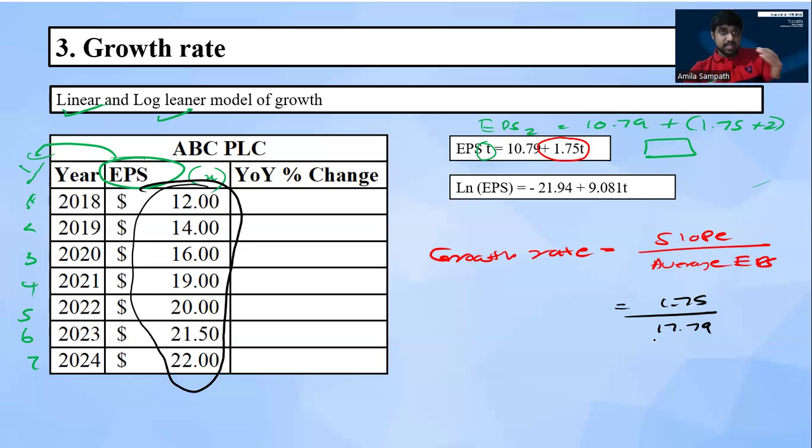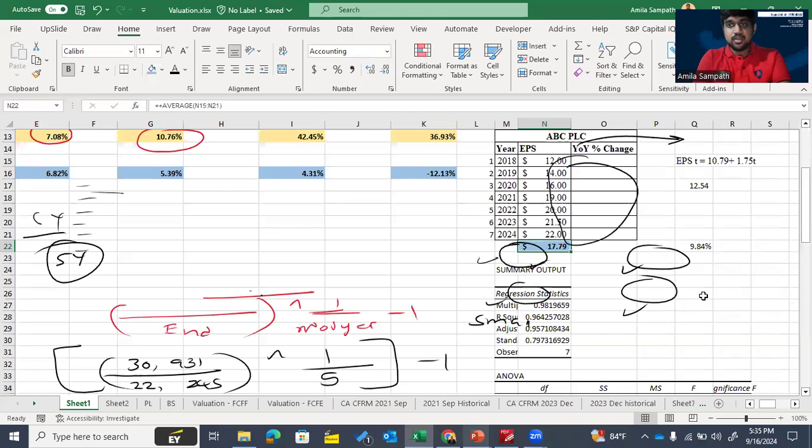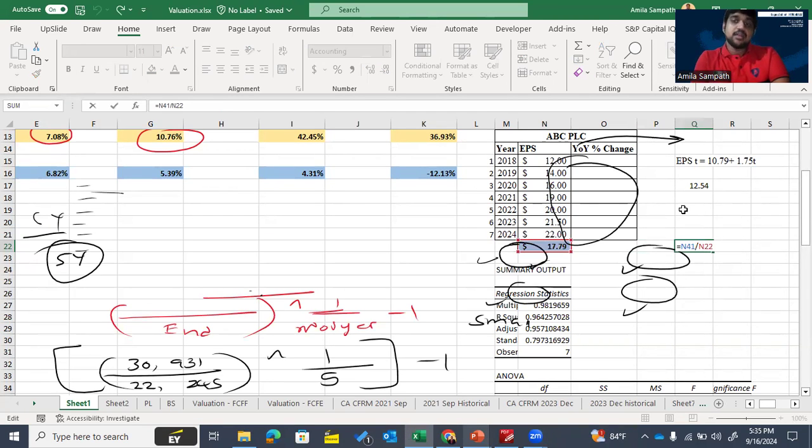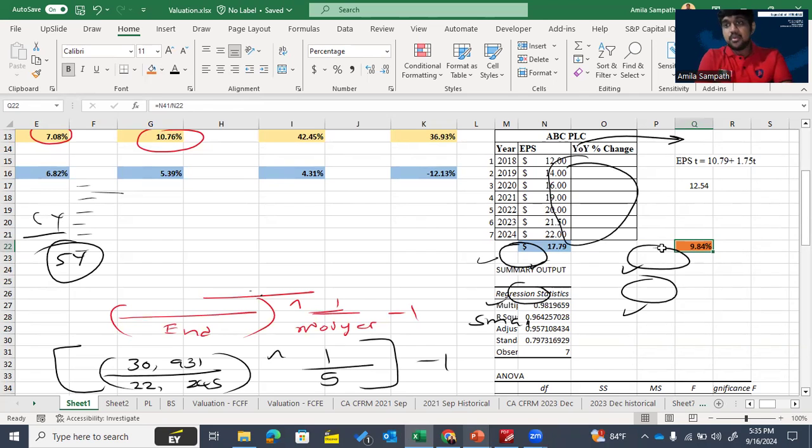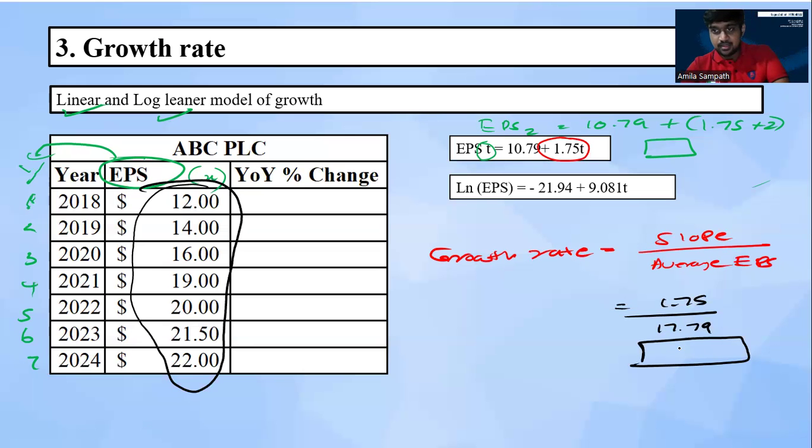Slope divided by average earning per share. Then we can get the growth rate. 1.75 divided by 17.79, then we get our growth rate of earning per share as 9.84%. That means we can say our growth rate of the earning per share, EPS, is 9.84% based on the linear regression model.